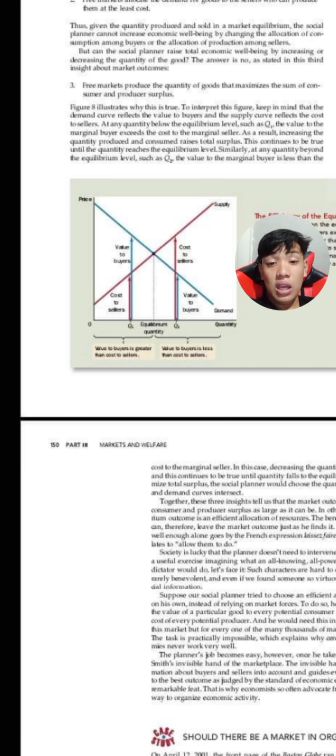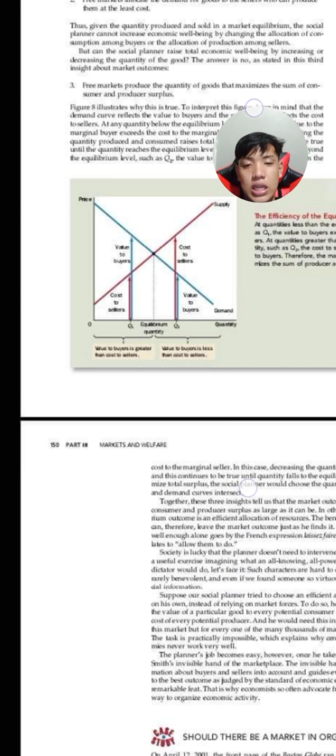Similarly, at any quantity beyond the equilibrium level, such as Q2, the value to the marginal buyers is less than the cost to the marginal sellers.